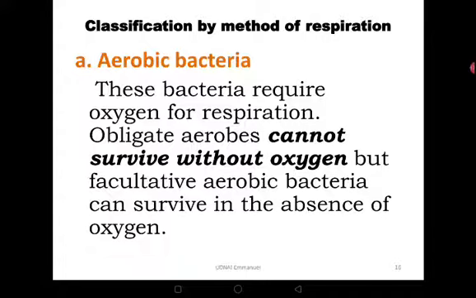They cannot survive without what? Oxygen. Some of them cannot survive without oxygen, especially the obligate aerobes. But also there are some which are facultative. Facultative aerobes can survive without oxygen for some time, but still they will need oxygen at one point. So those are aerobic bacteria. They require oxygen for their respiration.